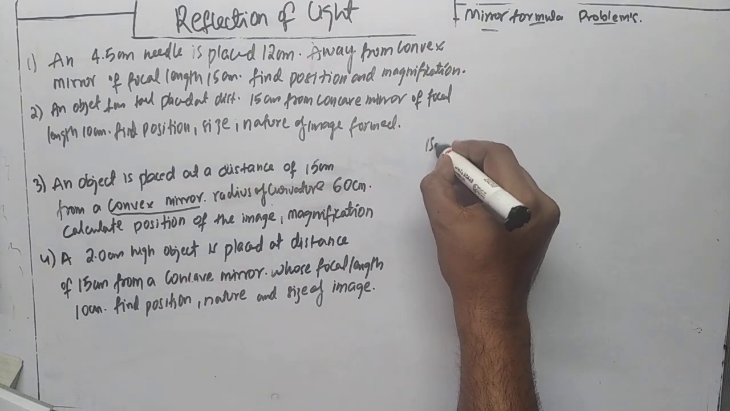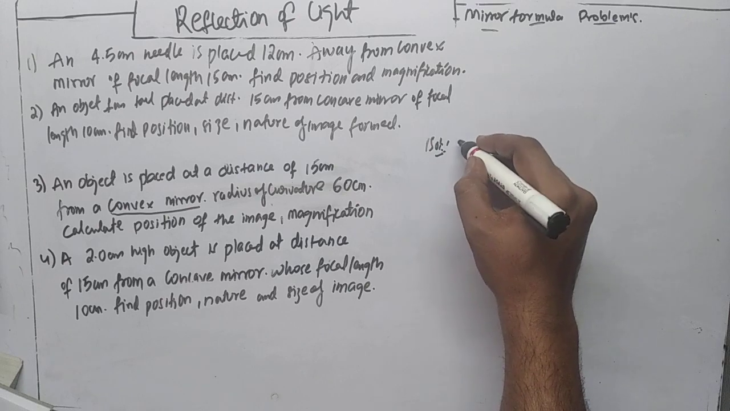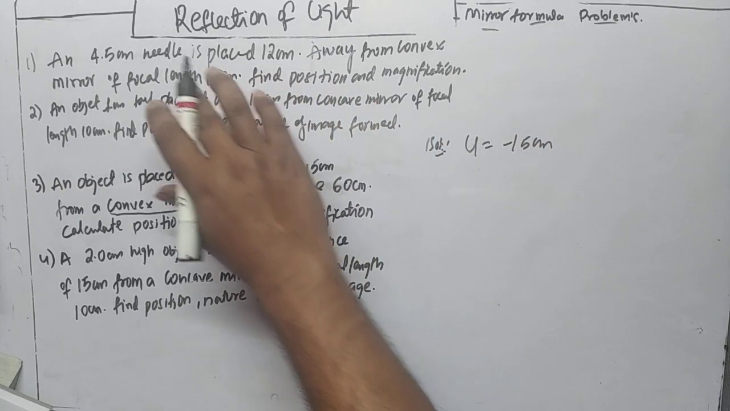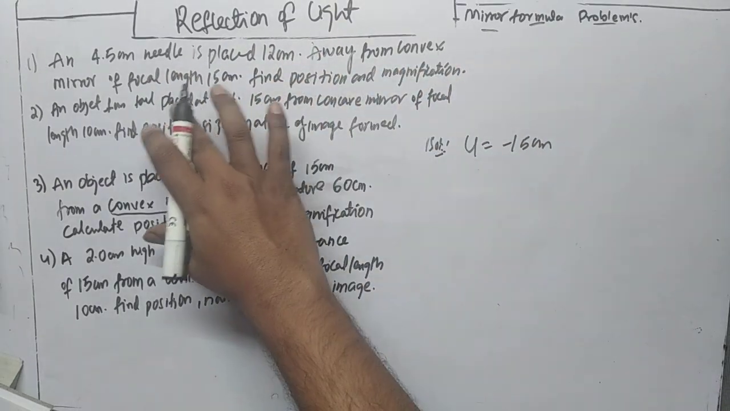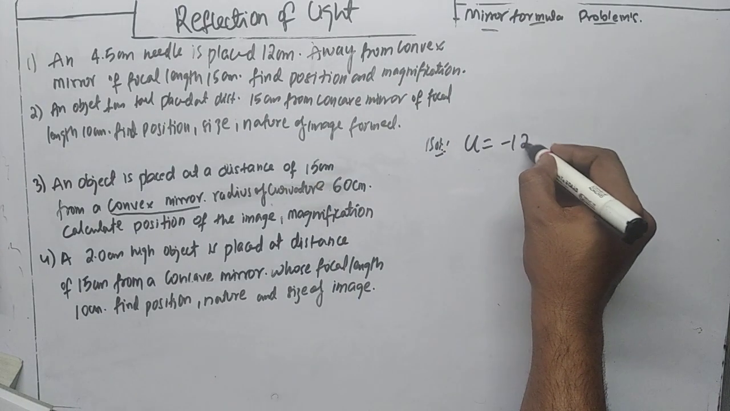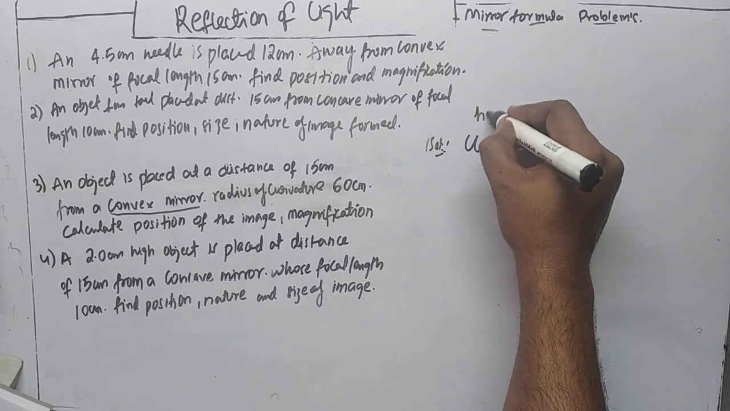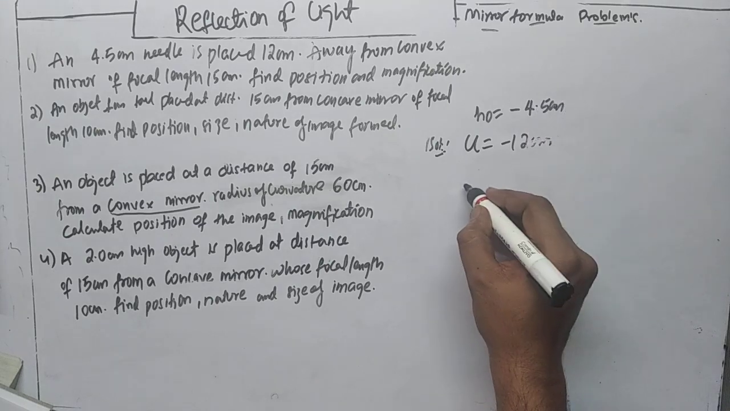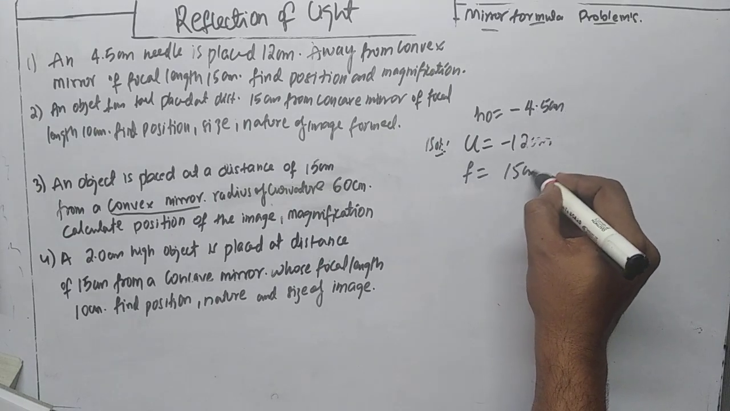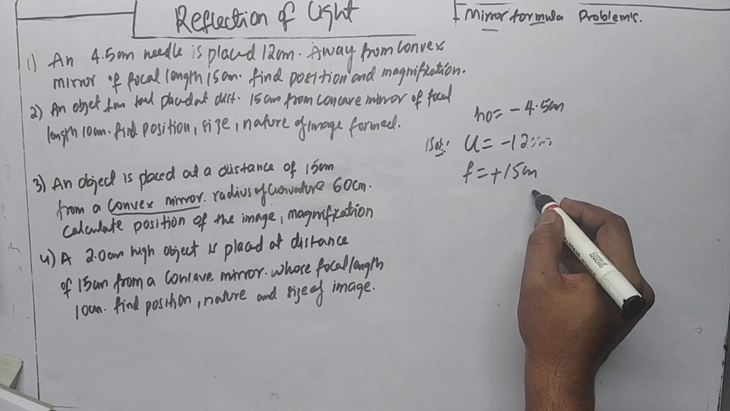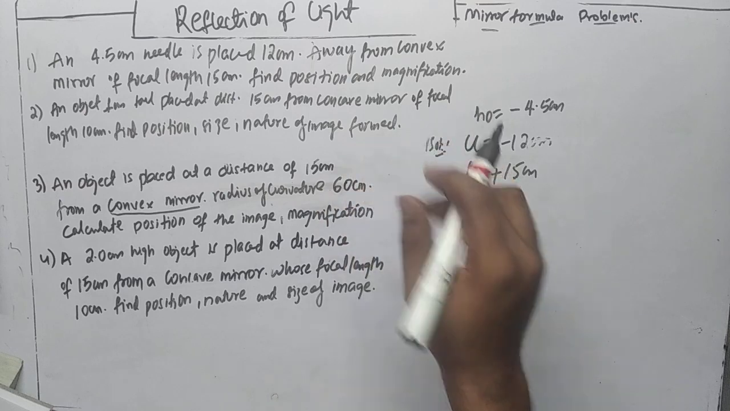The first solution. Given: a needle is placed 12 centimeter away from the mirror. Sorry, u value is minus 12 centimeter, height of the object is 4.5 centimeter, and focal length is 15 centimeter. So we know that this is a concave mirror. In a concave mirror, f value will be positive. We are asked to find the location or position of the image and the magnification.